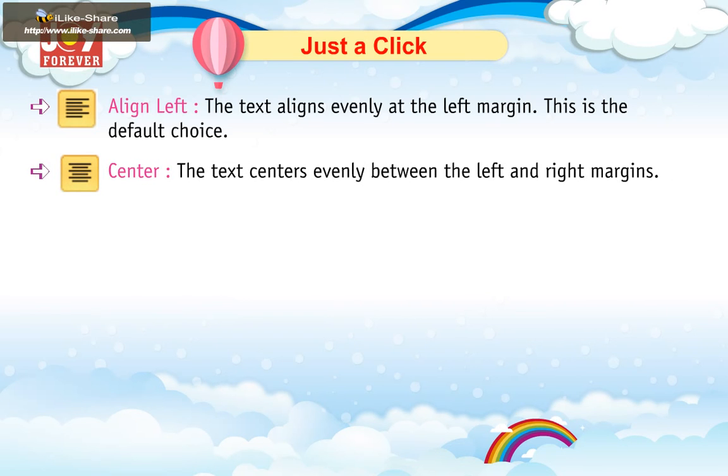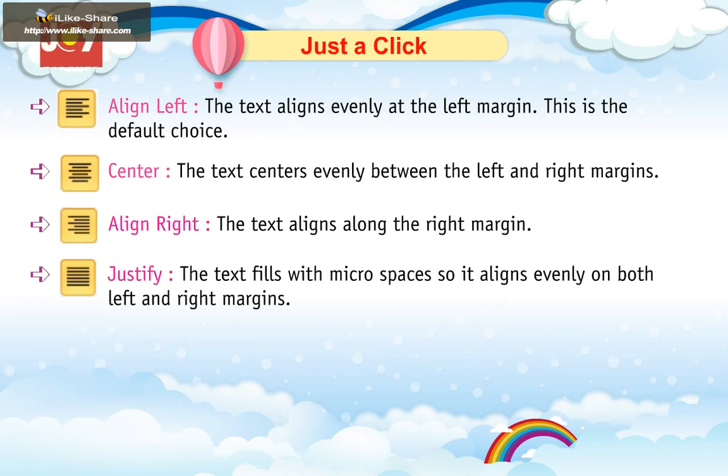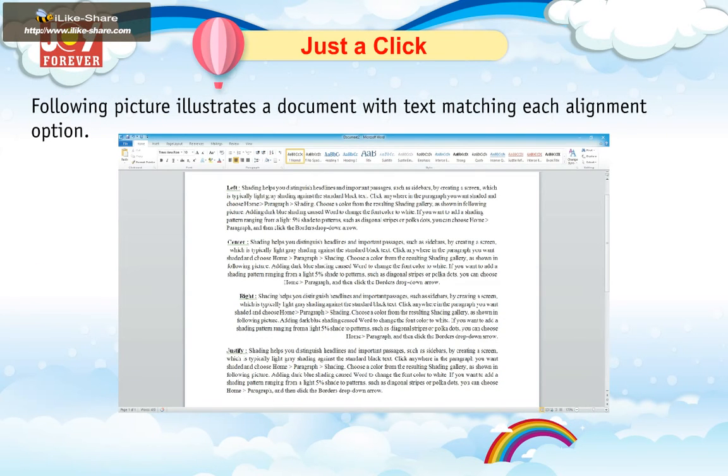Center. The text centers evenly between the left and right margins. Align right. The text aligns along the right margin. Justify. The text fills with micro spaces so it aligns evenly on both left and right margins. Following pictures illustrate a document with text matching each alignment option.